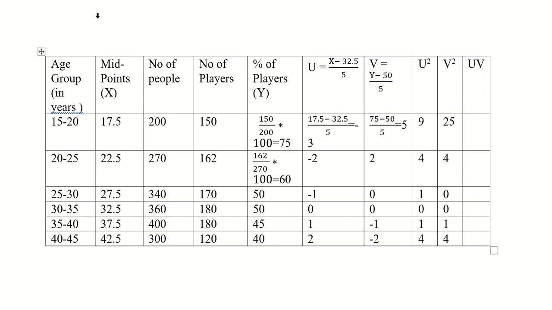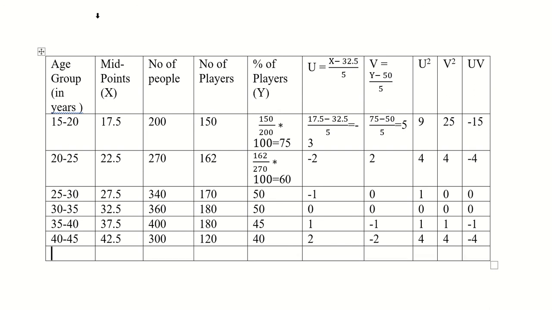Now u into v we need to calculate. So u is minus 3 into 5 is minus 15. Minus 2 into 2 is minus 4. Minus 1 into 0 is 0. Again 0. Then 1 into minus 1 is minus 1. 2 into minus 2 is minus 4. So we have calculated. Now we need all the summations of all these values.